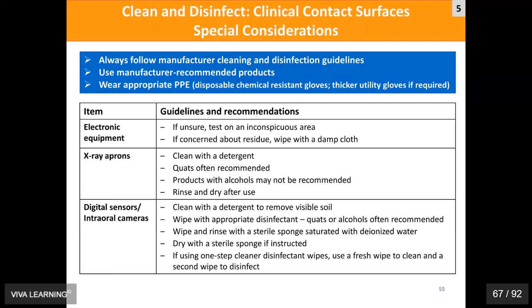Digital sensors, again, I'm a real fan of covering those with a barrier, but in addition to covering it with the barrier, you want to then wipe it with a disinfectant, an intermediate level disinfectant. So you're going to be taking a digital sensor, and you're going to be covering it and wiping it with an intermediate level disinfectant.